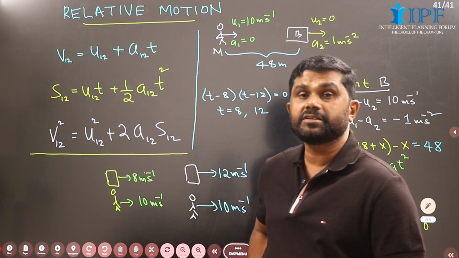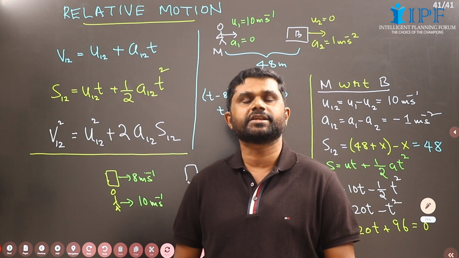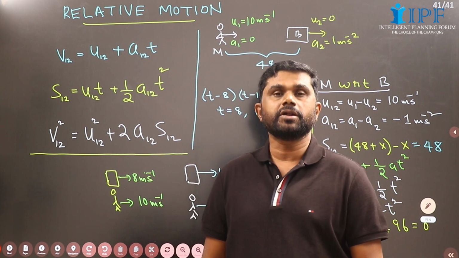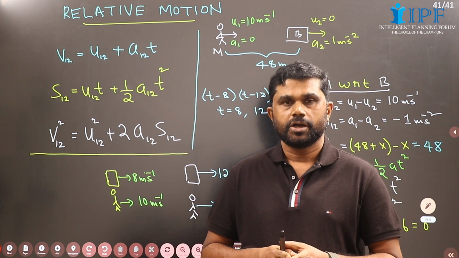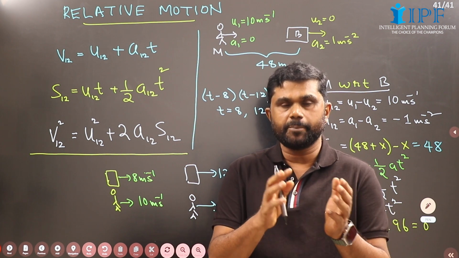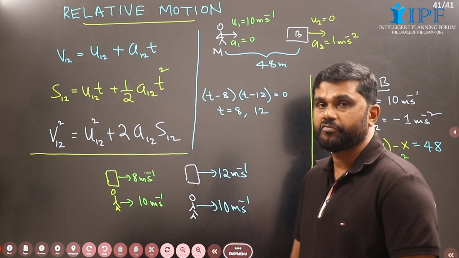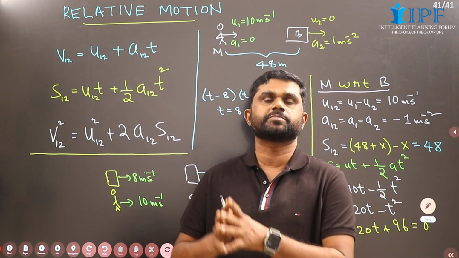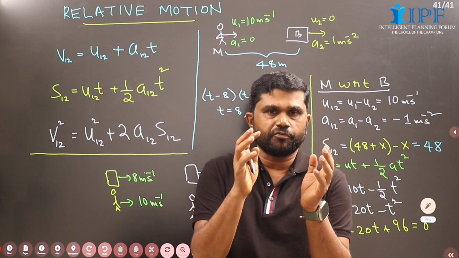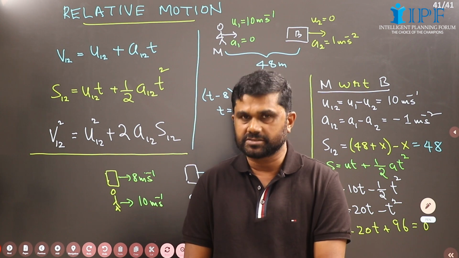Not only the relative velocity, but relative acceleration, relative displacement, all the relative quantities we have to find. 1 with respect to 2 means the quantity of the first body minus the quantity of the second body. Displacement of 1 with respect to 2 means displacement of 1 minus displacement of 2. Acceleration of 1 with respect to 2 means acceleration of 1 minus acceleration of 2.